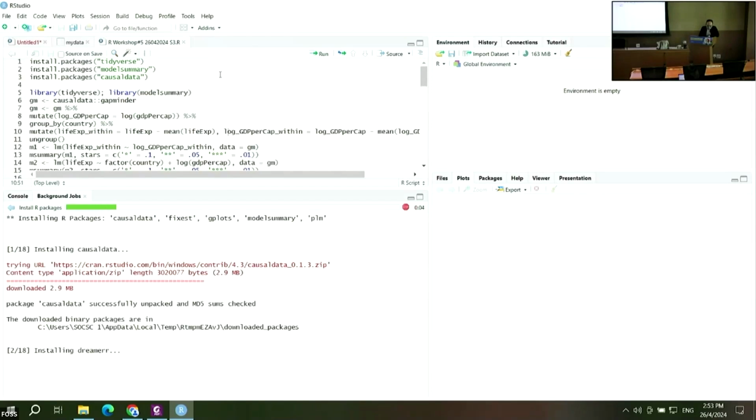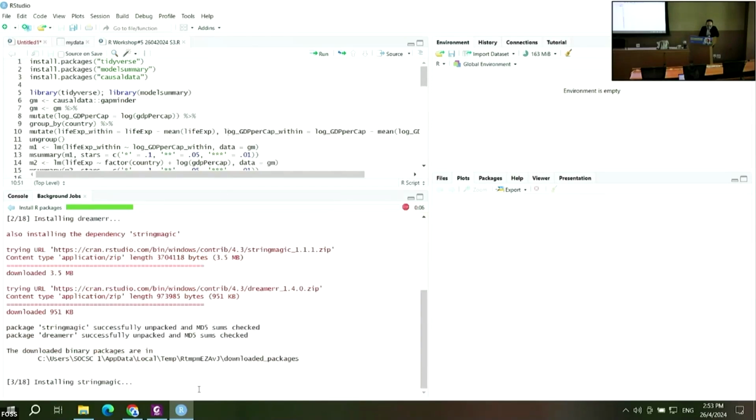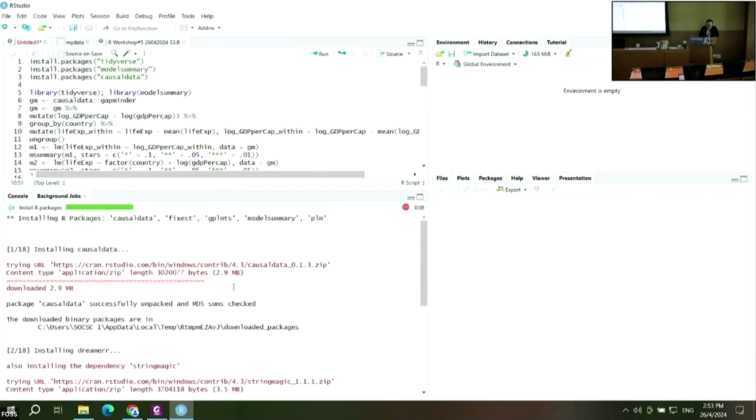Causal data, fixest, gplots. Okay, so this means all of the modelsummary, plm. Okay, I'm going to install all of them.